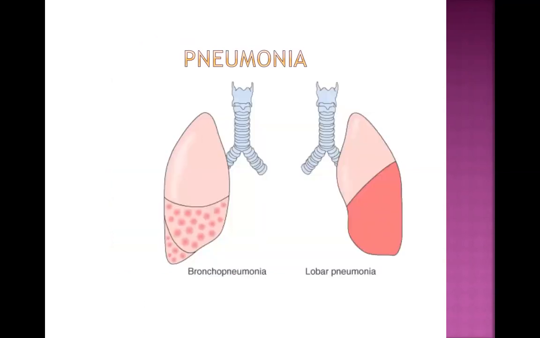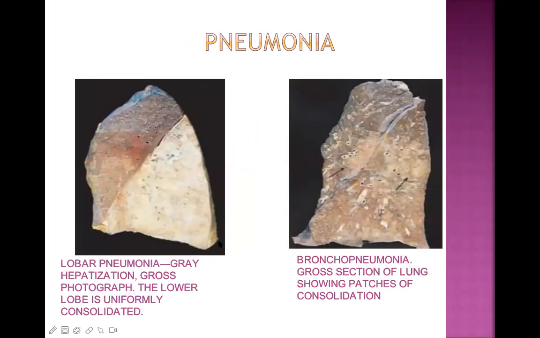Now this is a schematic diagram which tells us how lobar pneumonia and bronchopneumonia look like. See here, there is a patchy consolidation or patchy infiltration in one lobe or more lobes of a lung. This is bronchopneumonia, and this whole lobe is affected, which is lobar pneumonia. Okay, now let's talk something about bronchopneumonia after this slide.